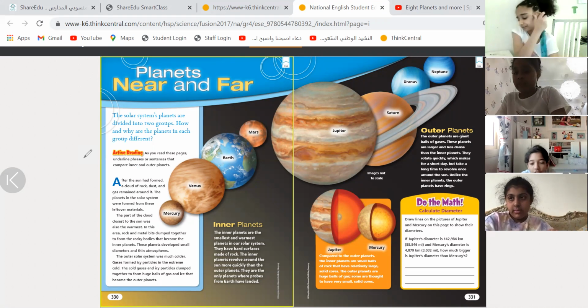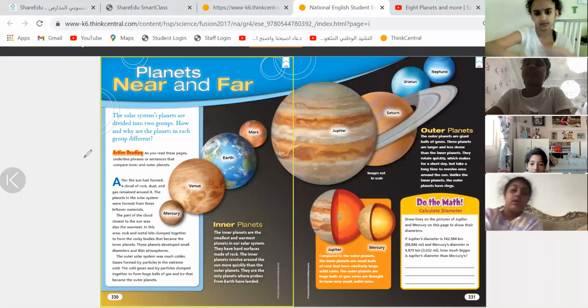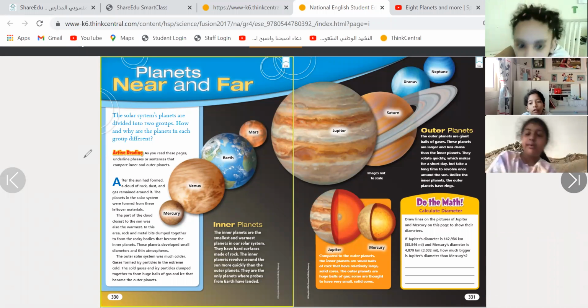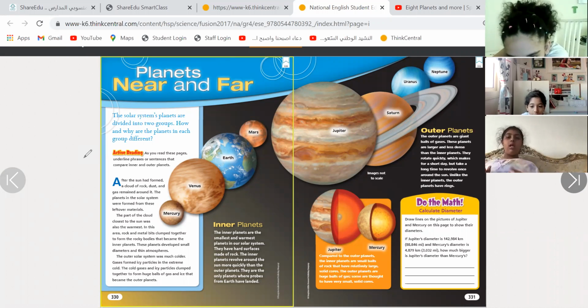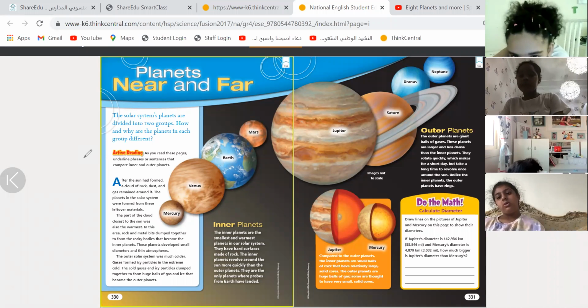And I think that the dwarf planets don't have any gravity, not even a little. Excellent. Yes, that's right. They don't have gravity and it's not livable. Very good. All right. We are going to learn over here now.